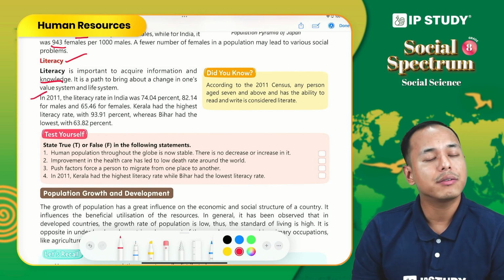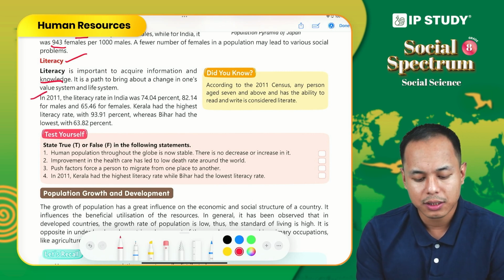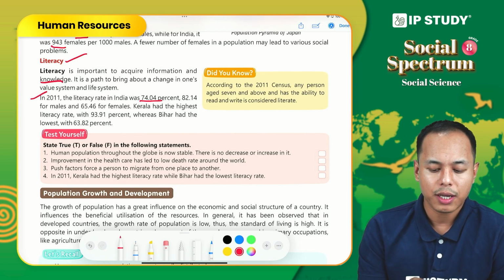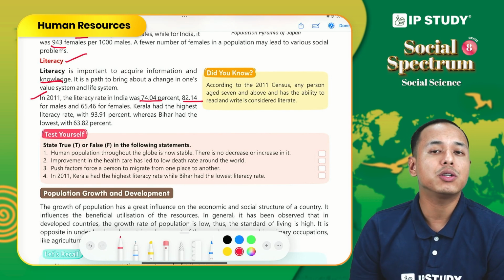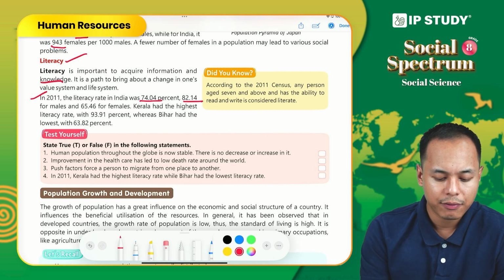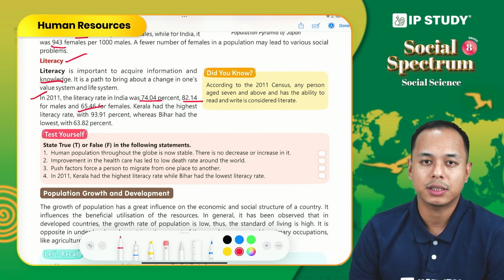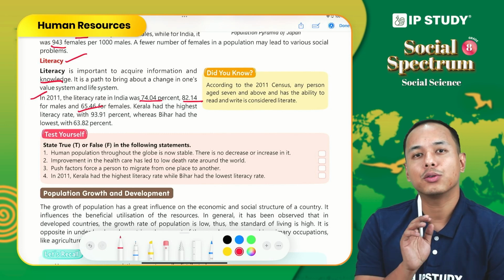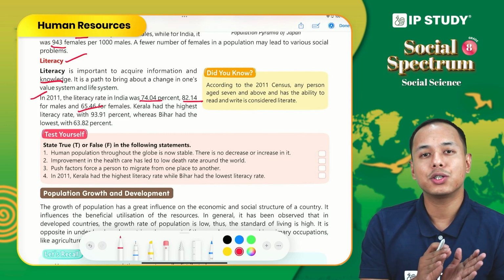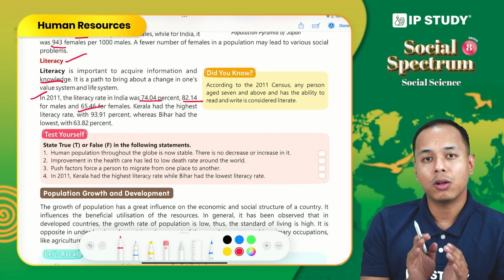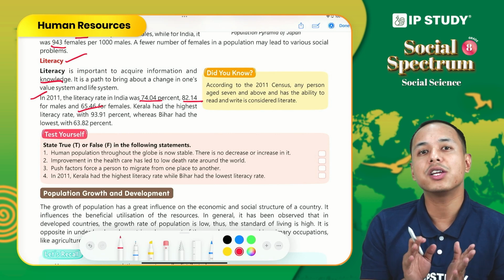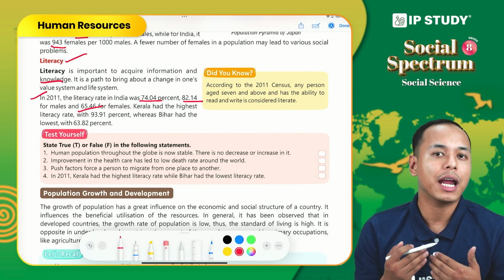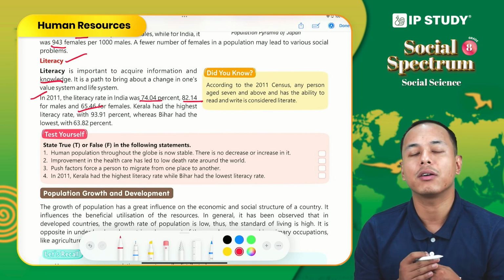When we talk about literacy, in 2011, India's literacy was 74.04%. In males it was 82.14%, and in females it was 65.46%. So literacy level also shows the condition of women, right? So we can see that the sex ratio and literacy level show the same thing, the condition of women, how much we are actually focusing on educating the girls or the females of the country.